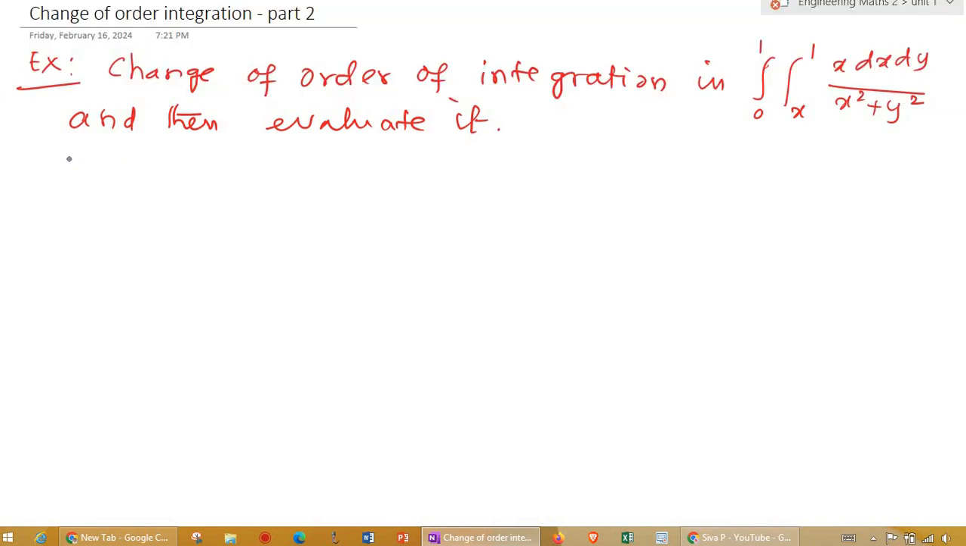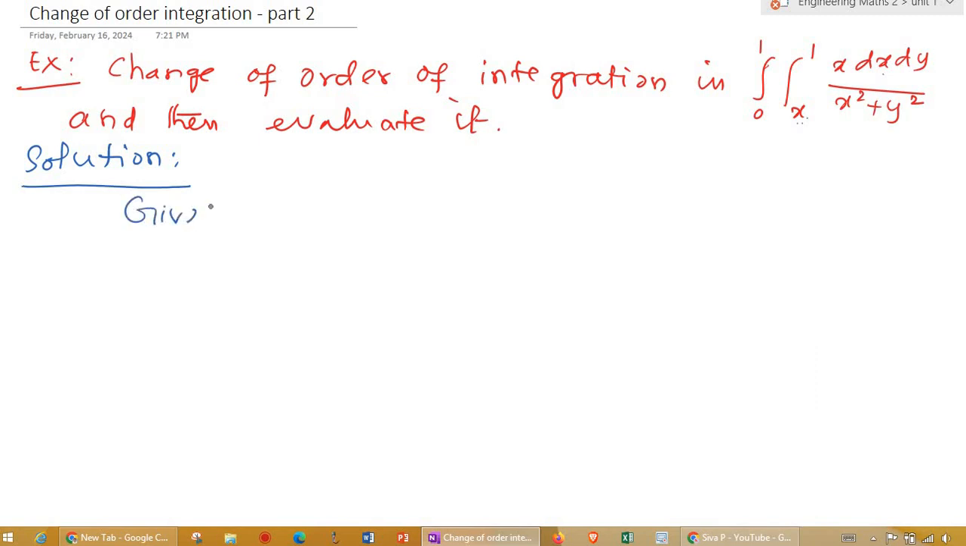Let's write the answer for this. Write the solution for this problem. So what is the first step? First step is you have to check what the limits of the integration are. What is the inner integration with respect to x? As I told, if the inner integration is with respect to x, the limit should be either constant or a function of y. If it is in terms of x, that should be in terms of y. Therefore, that order is not correct. We have to change the order.